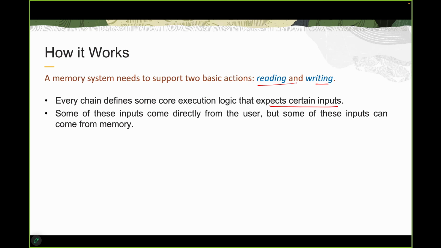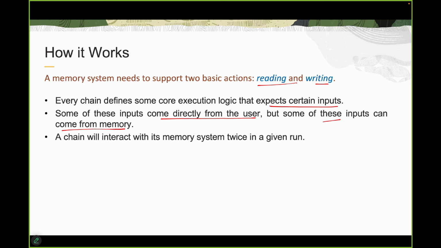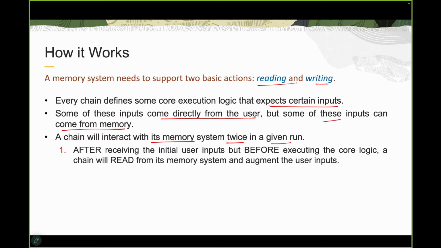Some of these inputs can come directly from the user, that is the user query, but some of these inputs can come from the previous interaction, that is memory. A chain will interact with its memory system twice in a given run. First, after receiving the initial user input, but before executing the core logic, a chain will read from its memory system and augment the user inputs.